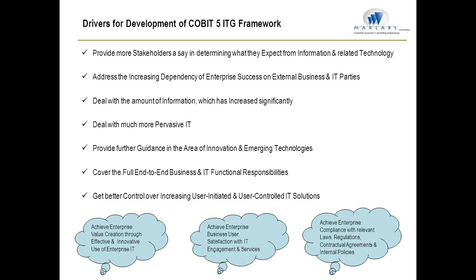Of course, innovation is one of the factors which helps organizations to build in value, and of course, the other factors like profitability and things like that. Cover the full end-to-end business and IT functional responsibilities to get better control over increasing user-initiated and user-controlled IT solutions, what we see in today's world. We need to achieve the enterprise value creation through effective and innovative use of enterprise IT. We need to achieve enterprise business user satisfaction with IT engagements and service models. We need to achieve enterprise compliance with relevant laws, regulations, contractual agreements, and some of those internal policies. So they have been the drivers for why ISACA and of course the IT Governance Institute has contributed to come out with this COBIT5 IT governance framework.